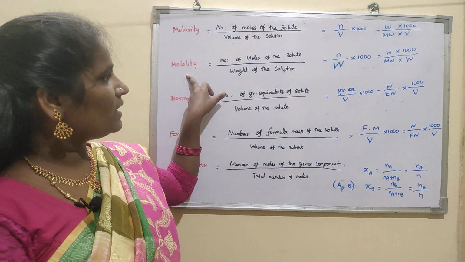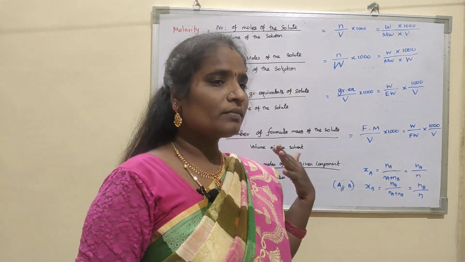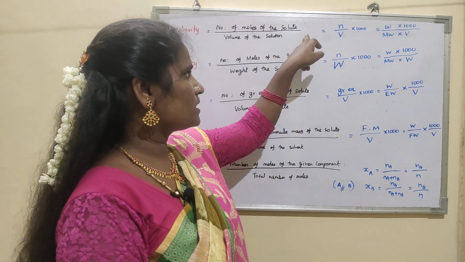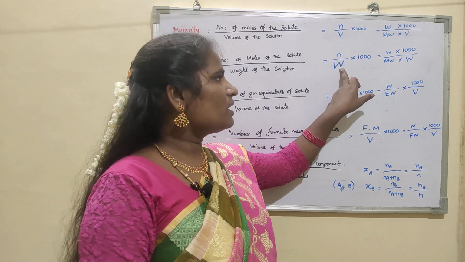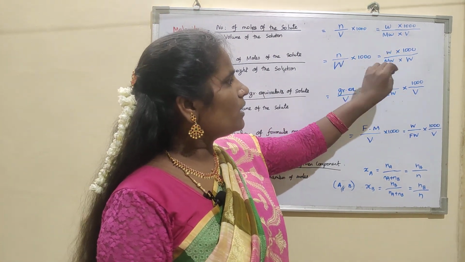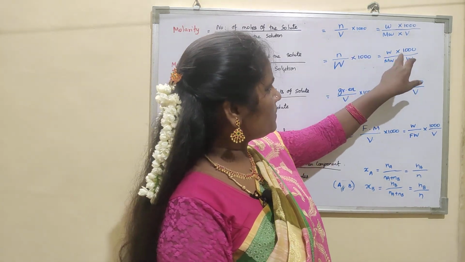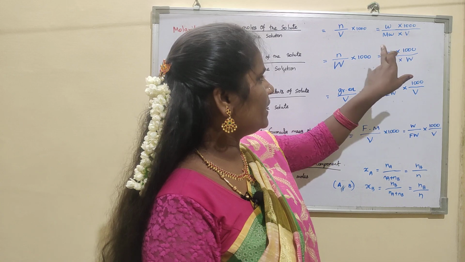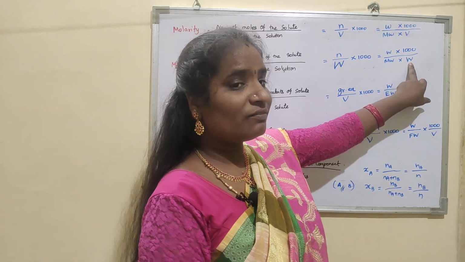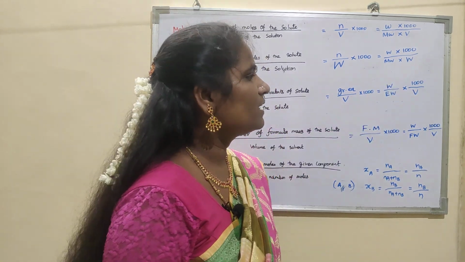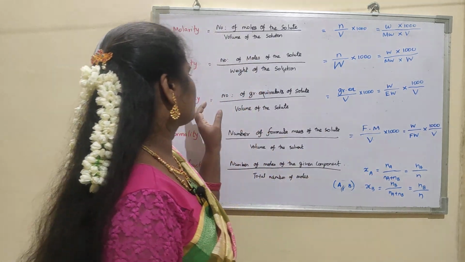Similarly for molality, it is the number of moles of the solute divided by the weight of the solvent, so it's mass by mass. The first one was mass by volume. So number of moles of the solute divided by weight of the solvent into 1000, in terms of grams. The total formula is the number of moles, weight by molecular weight, into 1000 by W. The small w is for the solute, and capital W is for the weight of the solvent. Sometimes we say the moment the solvent touches the solute, we call it a solution.